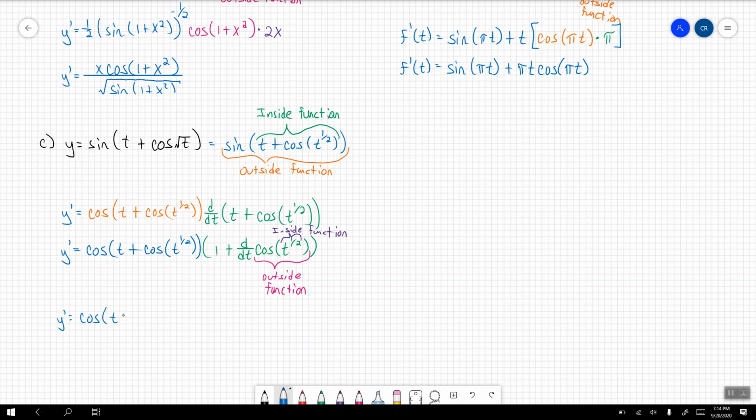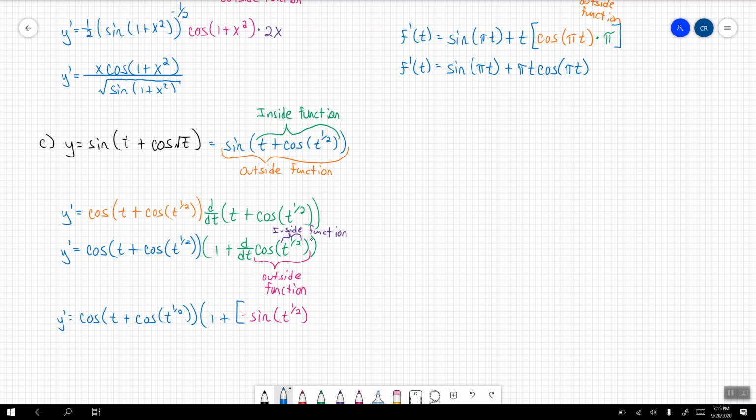So cosine of t plus cosine of t to the power of 1/2 multiplied by, we now get 1 plus the derivative of the outside function. Well, that's going to be the derivative of cosine. Let me keep that plus there. The derivative of that cosine function is going to be negative sine, keeping it the same, of t to the power of 1/2. Okay, so good so far.